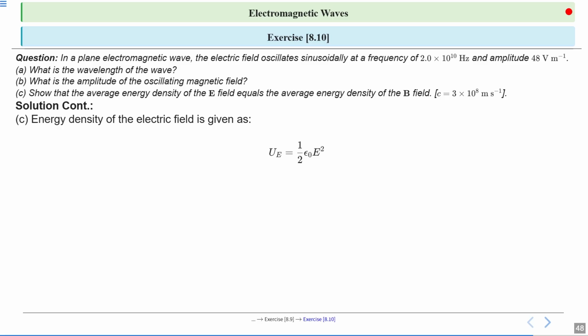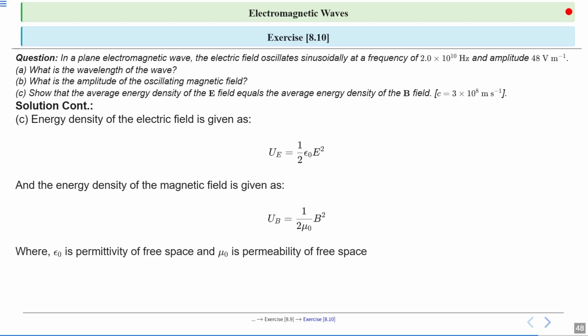Now the energy density of the electric field is given as UE, which is half epsilon naught E square. This is not given in your NCERT, but we have discussed it in the second lecture of this chapter. The energy density of the magnetic field is also given as UB equal to B square upon 2 mu naught, where epsilon naught is the permittivity of free space and mu naught is the permeability of free space.